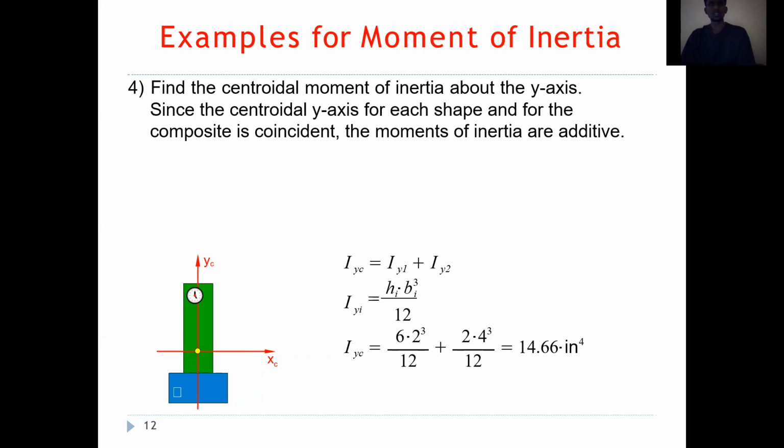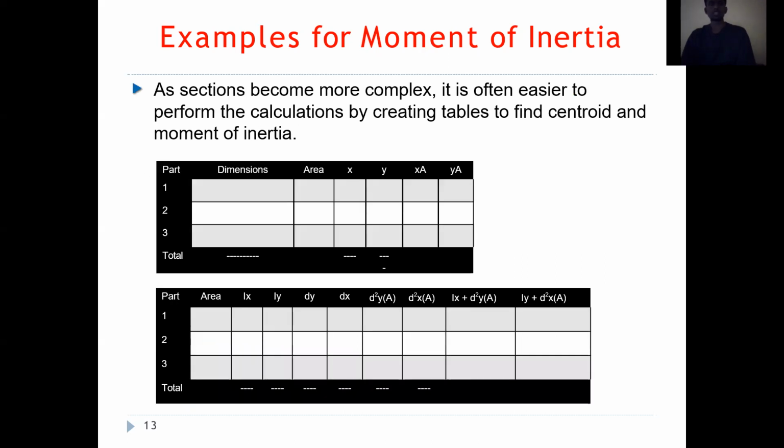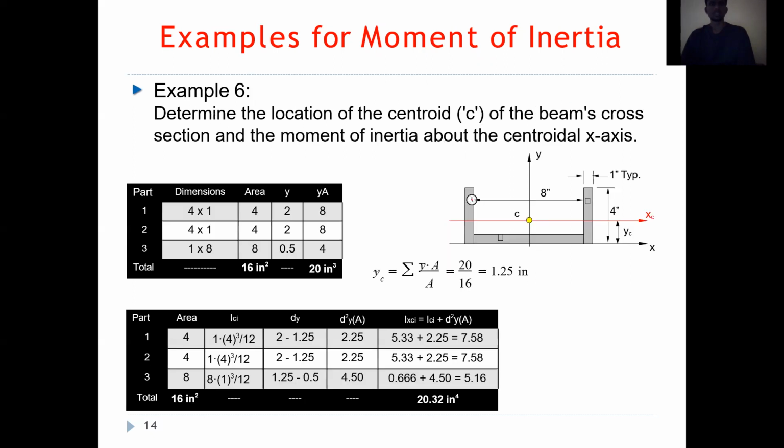Since the centroidal y-axis for each shape and for the composite is coincident, the moments of inertia are additive. As sections become more complex, it is often easier to perform the calculations by creating tables to find centroid and moment of inertia. Determine the location of the centroid C of the beam's cross section and the moment of inertia about the centroidal x-axis.